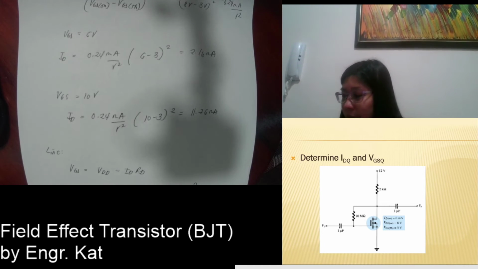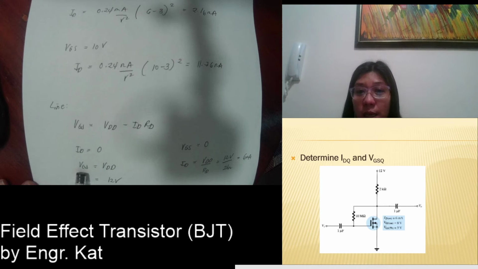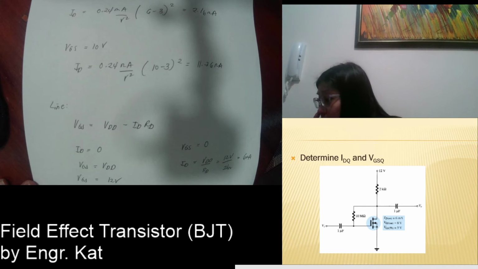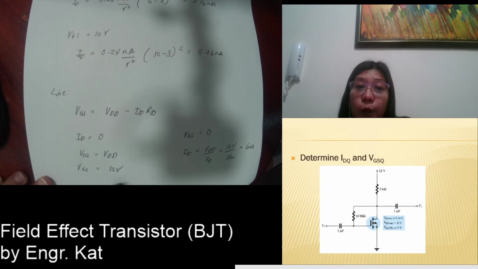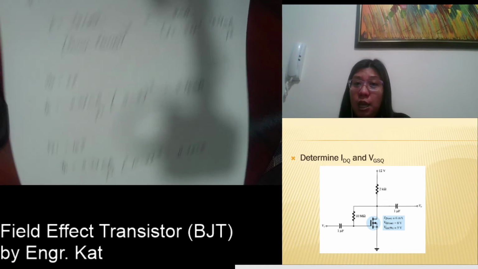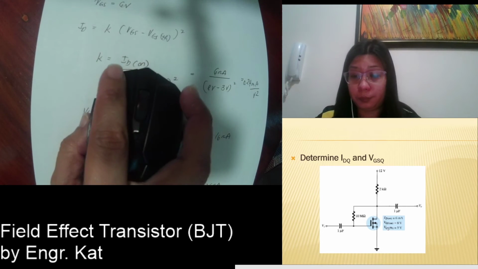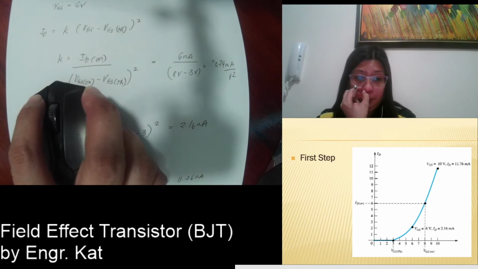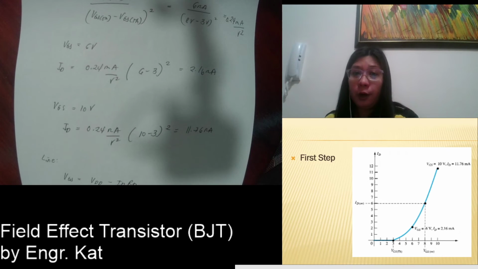Okay, how about the line? The line is given by this one. You have your VDD, which is 12 volts, and your ID, which is equivalent to 6 milliamperes. These points will provide your straight line. So when you graph, how does the graph look? So this is your graph. Where are your points?